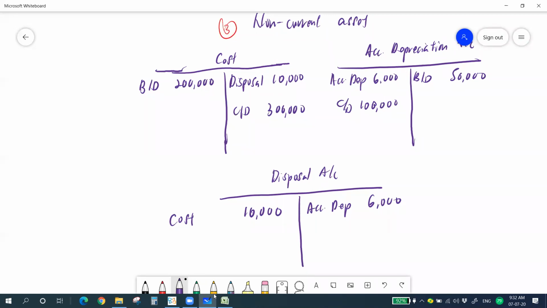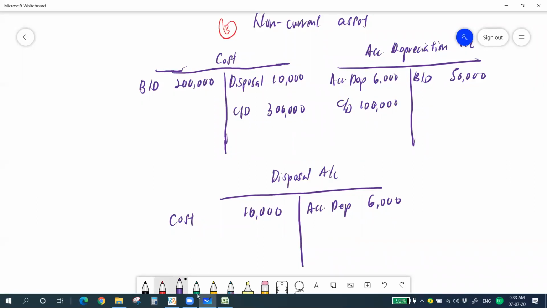Same. Wenqi also same. Yian also same. Any other answer? Credit. Credit where? No, it should be on the debit side of the disposal account.